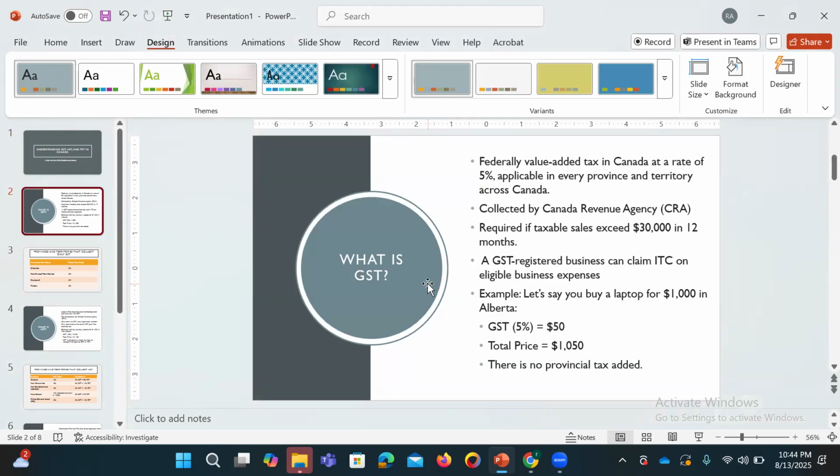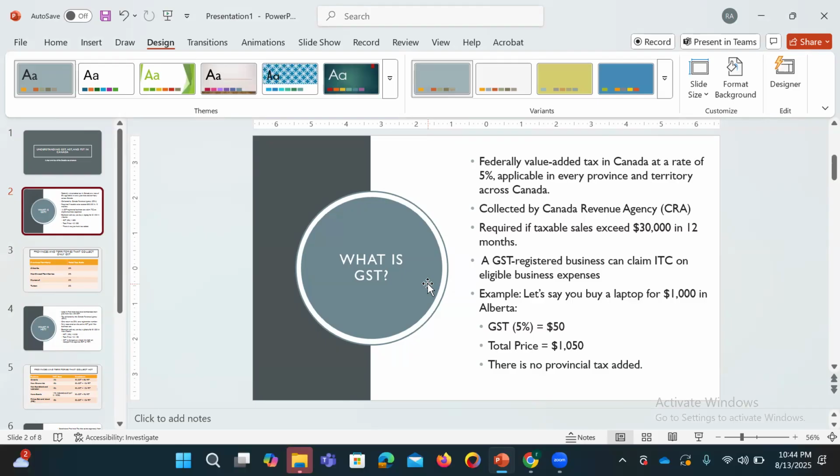So what is GST? GST stands for Goods and Services Tax. It's a federally levied value-added tax in Canada at the rate of 5%, and it's applicable in each and every province and territory across Canada. This GST HST is collected by Canada Revenue Agency, which is a federally recognized organization.